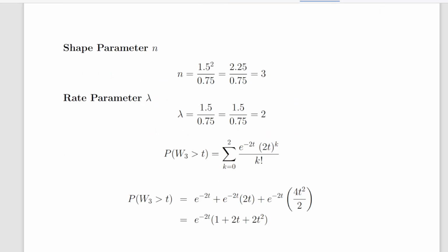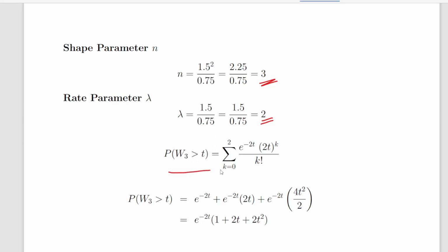Using the method of moments for the shape parameter, n equals the mean squared, which is 1.5 squared, divided by the variance. 1.5 squared is 2.25, divide that by 0.75, which is the variance, and we get 3. Again, n is an integer, 3. The rate parameter lambda, also known as beta in other cases, is the expected value divided by the variance, 1.5 divided by 0.75, and in this case it's 2. So gamma distribution with shape parameter 3 and rate parameter equals 2, straightforward enough.